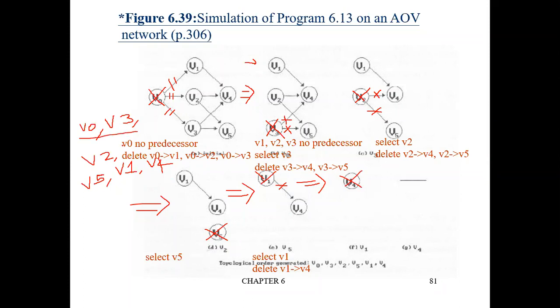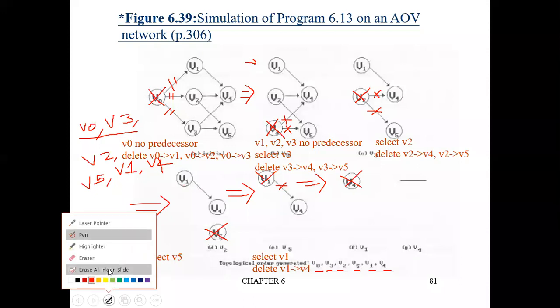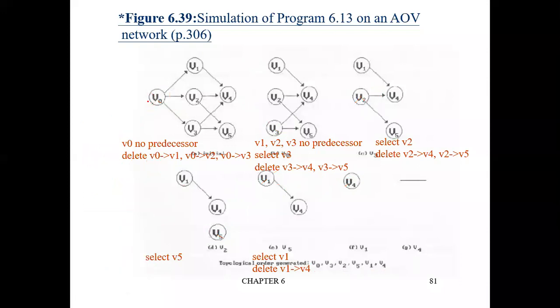So now what is the sequence? This is the topological sorting order: V0, V3, V2, V5, V1, and V4. But this is not the only order. Initially we should start with V0, because there is only one vertex with 0 in degree. Now from here we can pick either V1, V2, or V3.